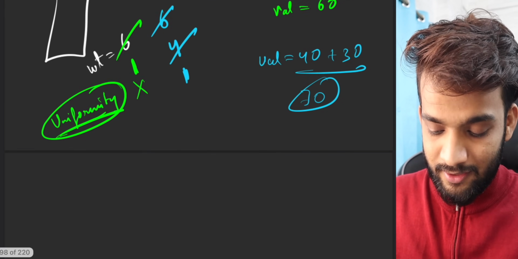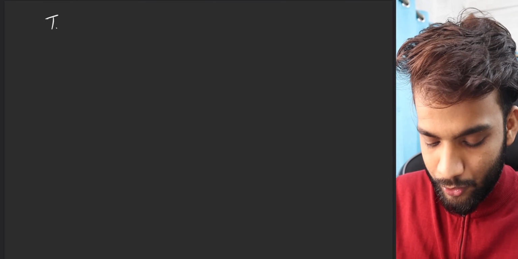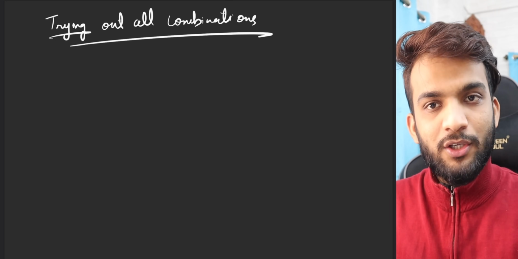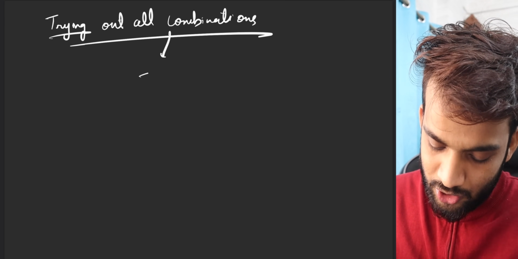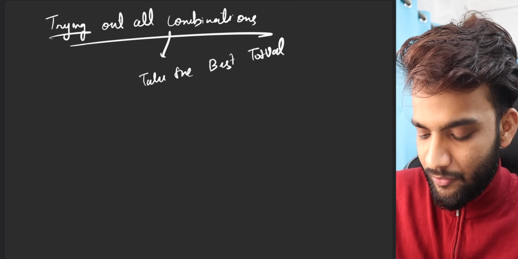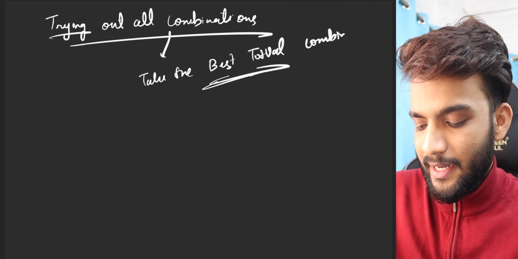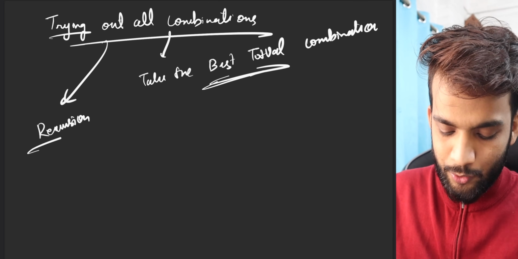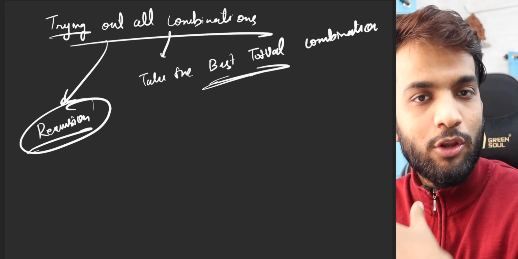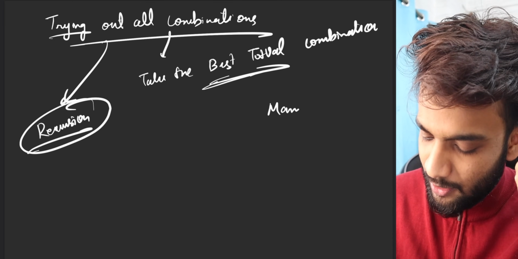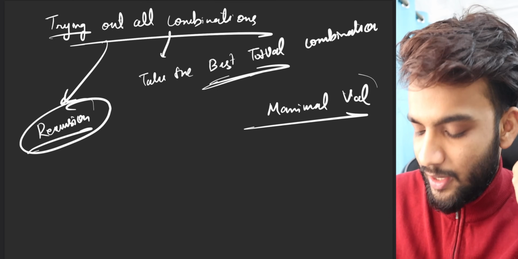So you're educated. That's why you'll think of trying out all combinations, and among those combinations you will take the best total value giving combination. Make sense? And how do you try out all combinations? There's only one way, and that's recursion. You try out recursion to have all the combinations, and whichever combination gives you the maximal value, remember this, will be your answer.